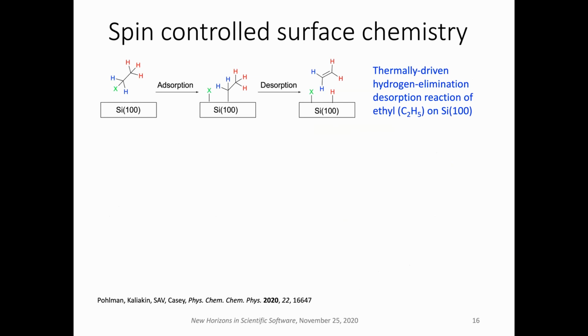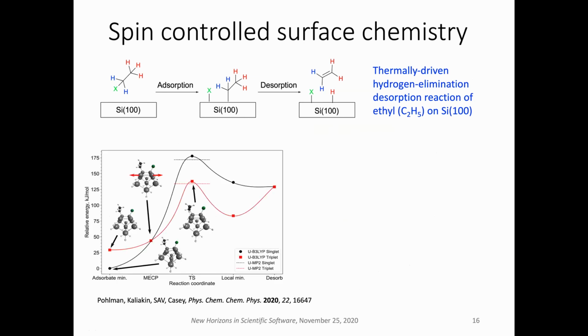So the last example, very quickly. This is what we call spin-controlled surface chemistry. Our experimental colleagues in the chemistry department look at the thermal desorption of a simple hydrocarbon from the silicon 100 surface. They can measure how many molecules desorb at different temperatures, and that gives them some insight into the reaction process. We've done calculations on this, using DFT and perturbation theory.